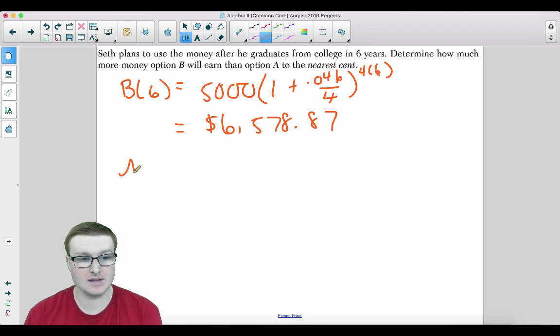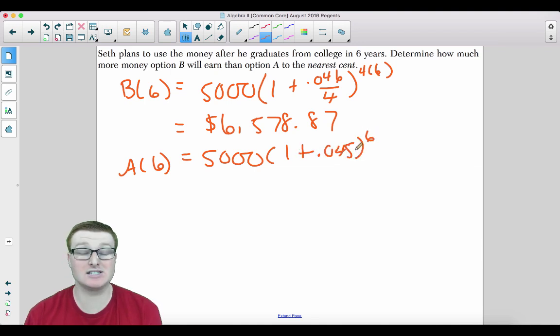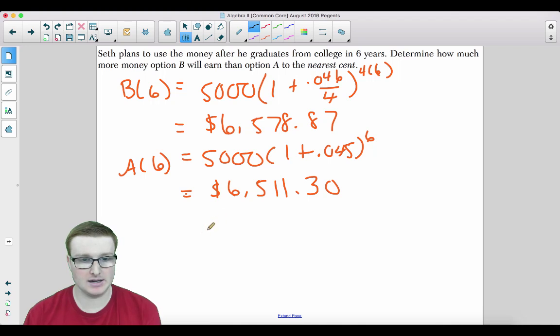Then you have A of 6. Well, A of 6 is 5,000 times 1 plus 0.045 to the sixth power. I can't say that word, sixth power. When you type this into your calculator, you get $6,511.30. Not that big of a difference, but there is a difference.